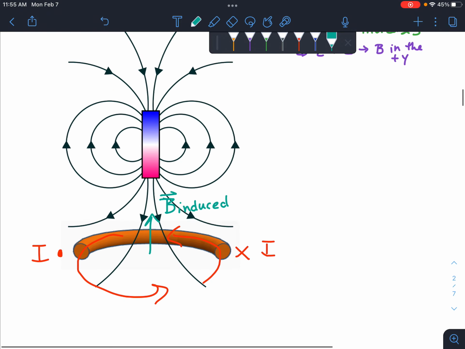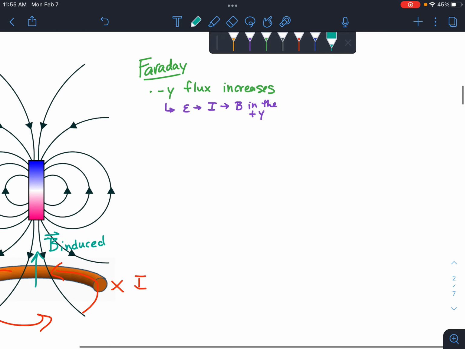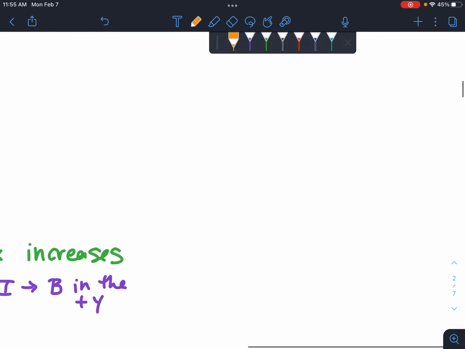Okay, because the magnetic flux is increasing downward, that means we want to have a magnetic field generated upward to oppose the change. All right, well, let's take a look at that from the forces standpoint. Okay, just from the forces standpoint.